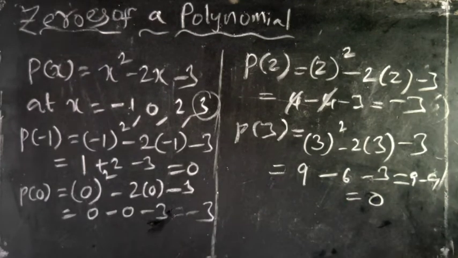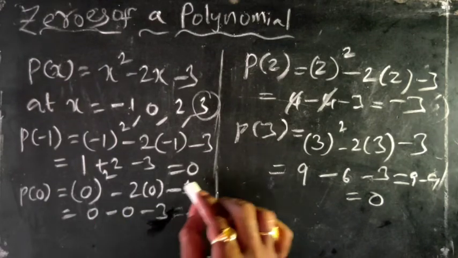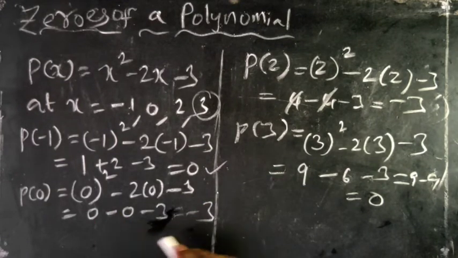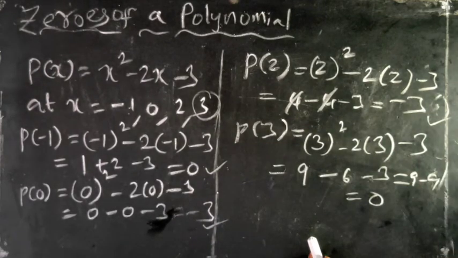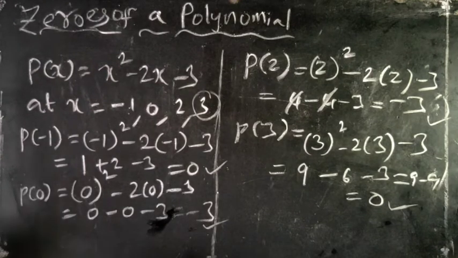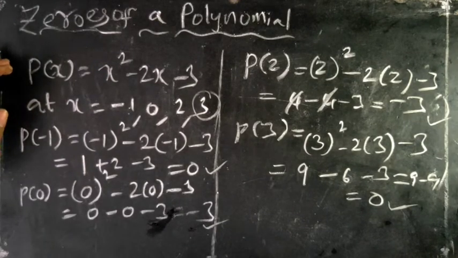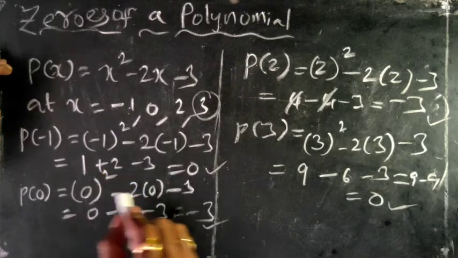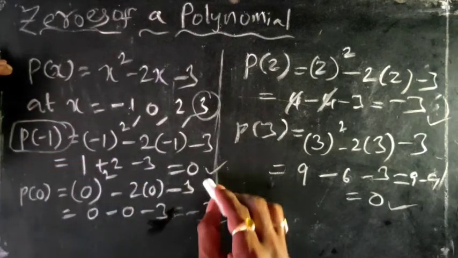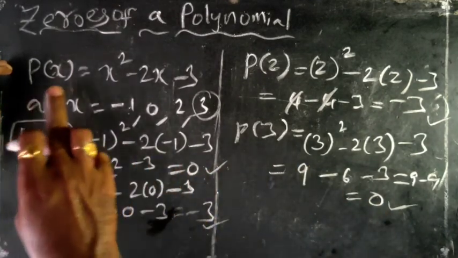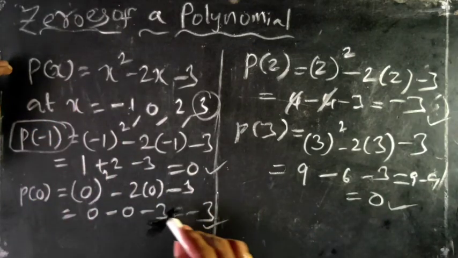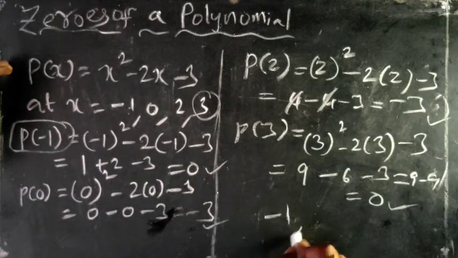So here if you observe the results, p of minus 1 value is 0, p of 0 value is minus 3, p of 2 value is also minus 3, and p of 3 value we got 0. So for what values of x does p of x value become 0 here? At x is equal to minus 1 in this case, and at x is equal to 3 also the value of p of x becomes 0. So what do you call these x values, minus 1 comma 3?